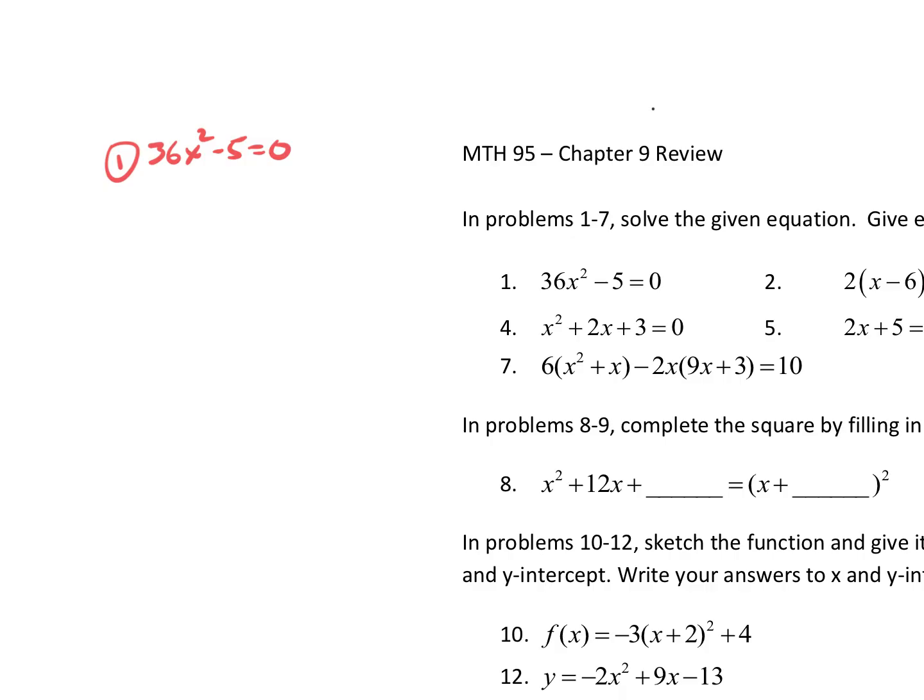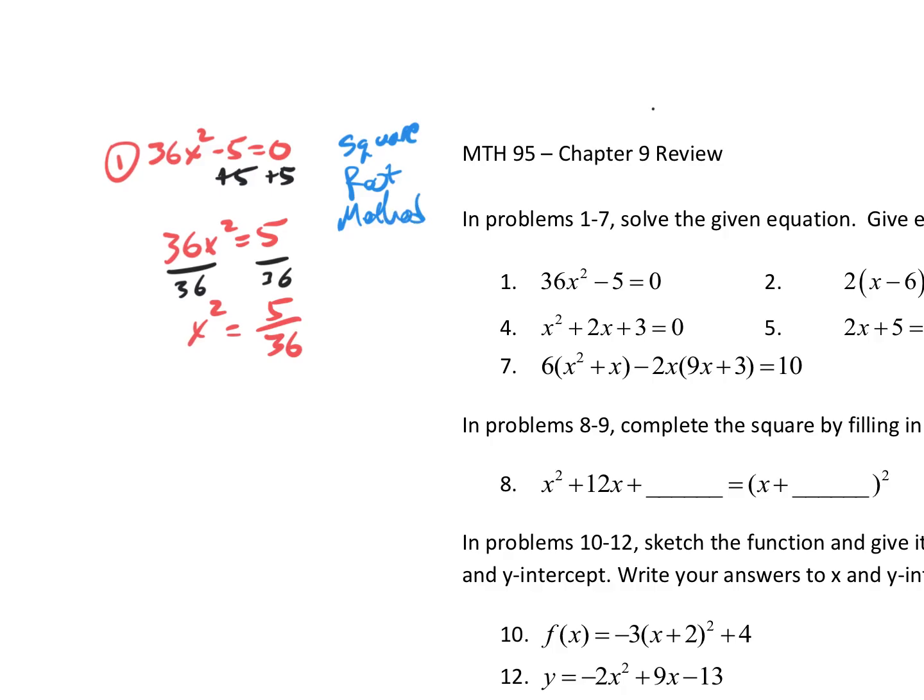This is all set up for the square root method. We can add 5. And we have 36x squared equals 5. Let's divide by 36 on both sides. And x squared equals 5/36. And so when we're doing the square root method here, let me make a note here. This is a square root method.